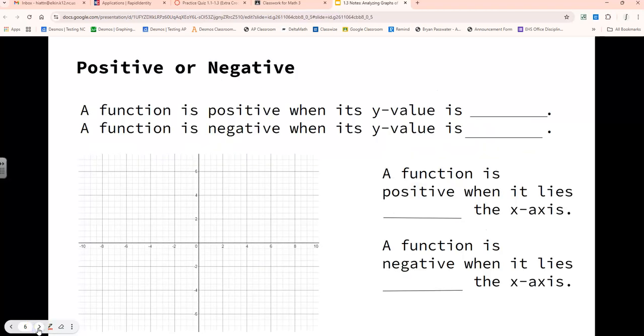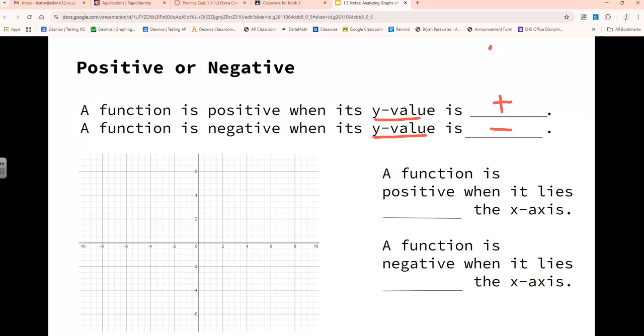Now, let's talk about positive and negative, because positive and negative sound a whole lot like increasing and decreasing, and students get them mixed up a lot. Okay? A function is positive when its y value is positive. Let me erase all that. I haven't written anything here. All right. When its y value is positive. And a function is negative when its y value is negative. So it's those y values that we care about.